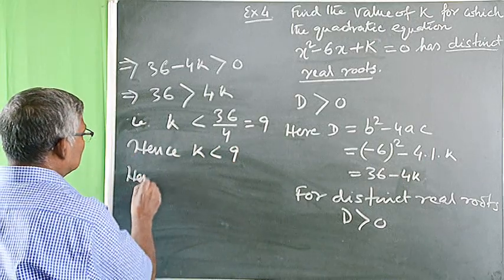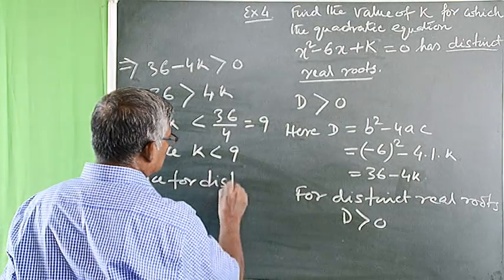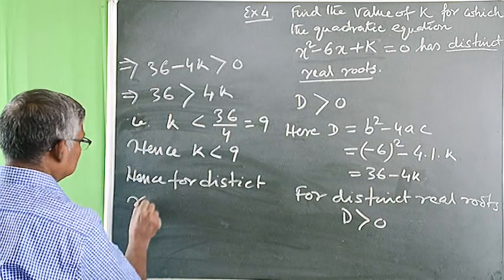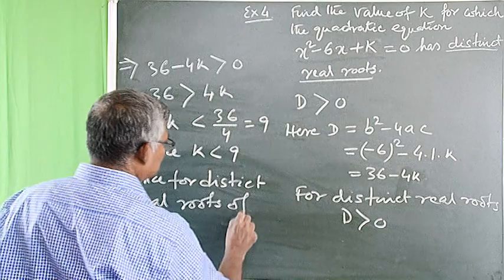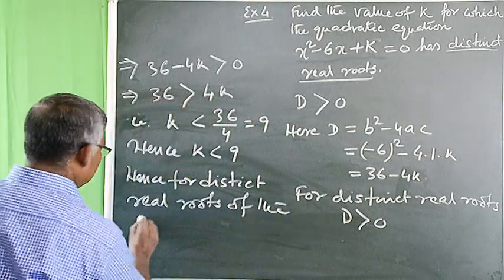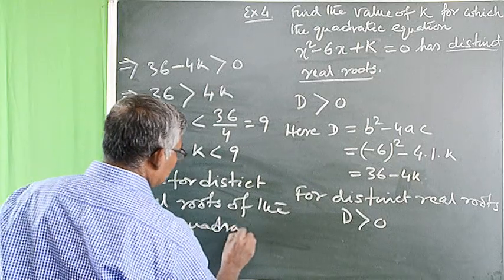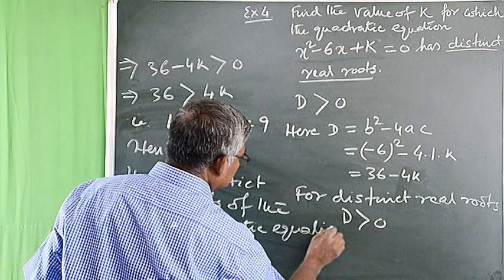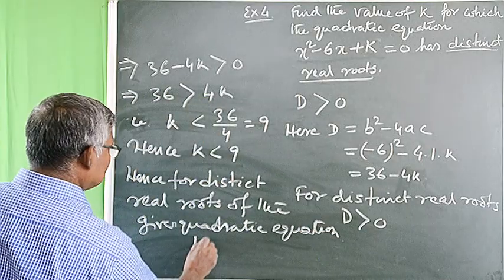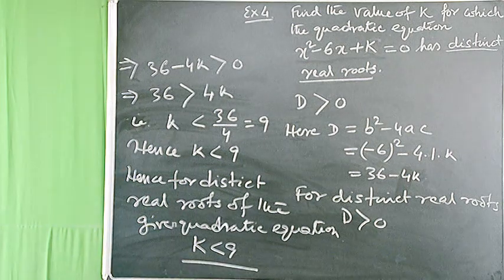Hence for distinct real roots of the given quadratic equation, k must be less than 9, which is the required condition for existence of two distinct real roots.